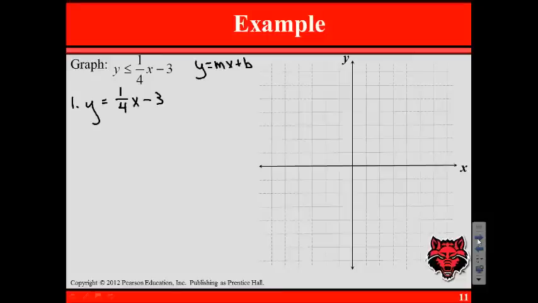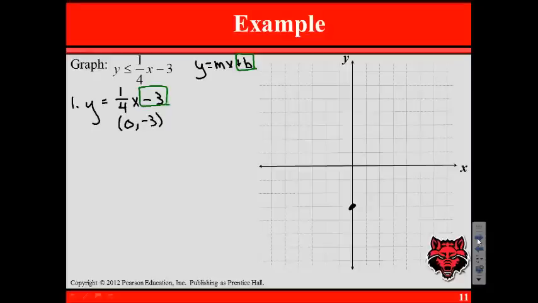So let's use the slope-intercept form and the information found within it to graph this line. We know that -3 corresponds to b, or the y-intercept. So we have our first point, 0, -3. And any time we want to use the slope-intercept form to graph an equation, we start by plotting the y-intercept. So we put a point at 0, -3.